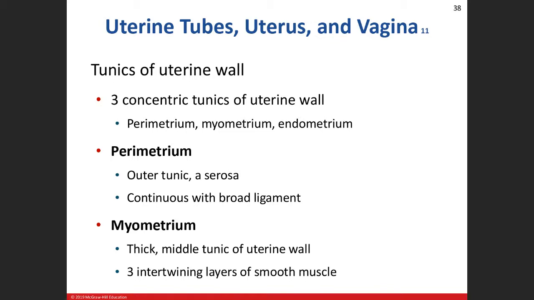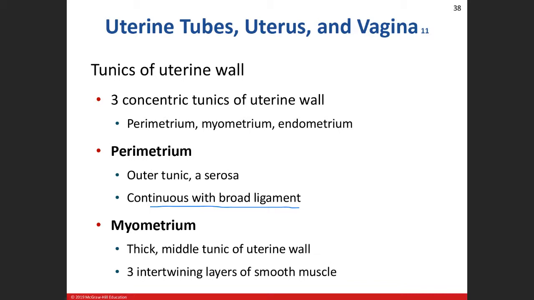Okay, 3 layers of the uterus: the perimetrium, the myometrium, and the endometrium. So the outermost layer is going to be contiguous with that broad ligament, which is part of that serous membrane that's going to cover not only the uterus, but also the fallopian tubes, parts of the ovary, the ovarian ligament and whatnot.